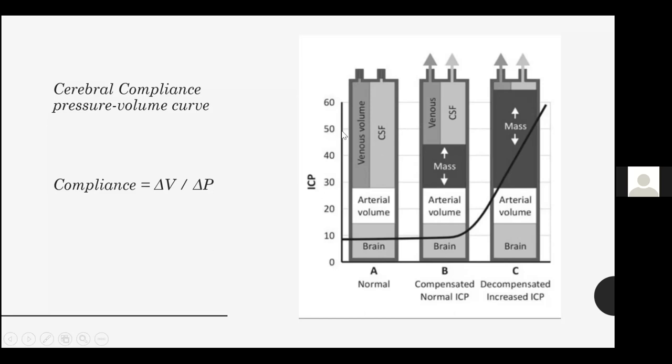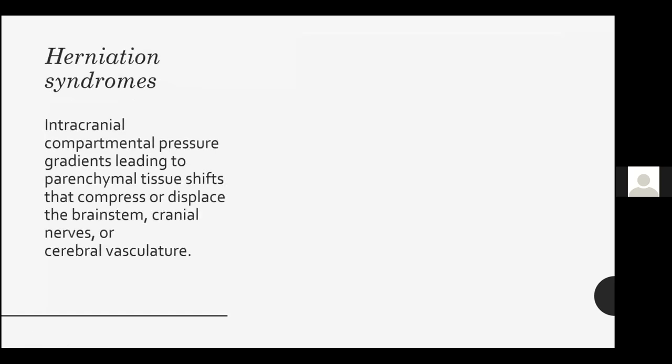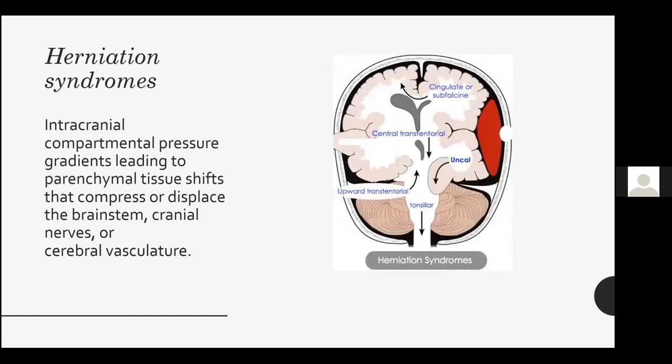In the exam, they can ask about this curve. This curve is very important. Pressure volume curve. Herniation syndrome. Last week, I think Dr. Taha explained about this. When the ICP rises, the intracompartmental gradient leads to parenchymal tissue shift from one place to another. There are four or five types of these relocations in terms of cingulate, transtentorial, uncal, or tonsillar.